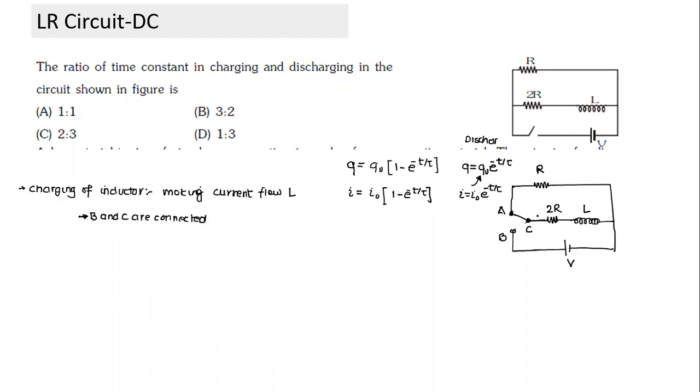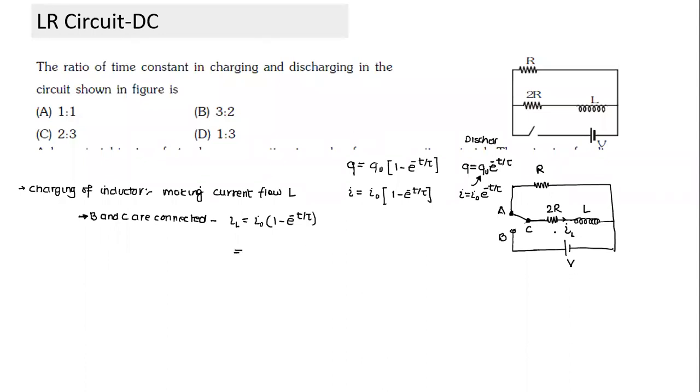This inductor will start charging. And how will the current be if I take this current through the inductor, IL? What will I as a function of time be? I as a function of time will be equal to I naught e raised to power minus t by tau. Let me put those values.